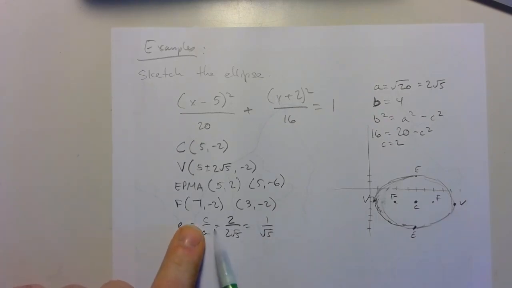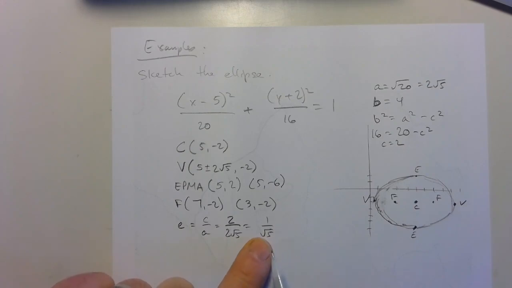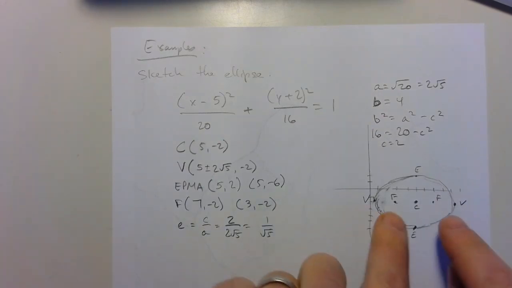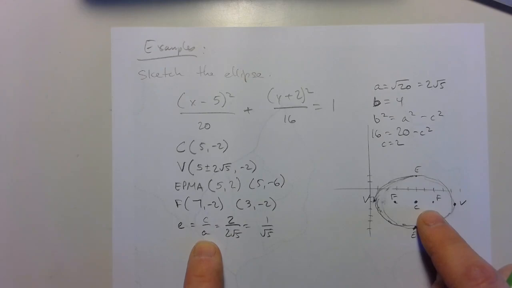Okay, so if C was larger, let's say the focus was really close to the A, then this is closer to 1. So the closer this is to 1, the more elongated it's going to be. As the foci get closer and closer to the center, as C gets smaller, this ratio is going to be getting closer to 0. So one of the things to keep in mind is that E has to be between 0 and 1.